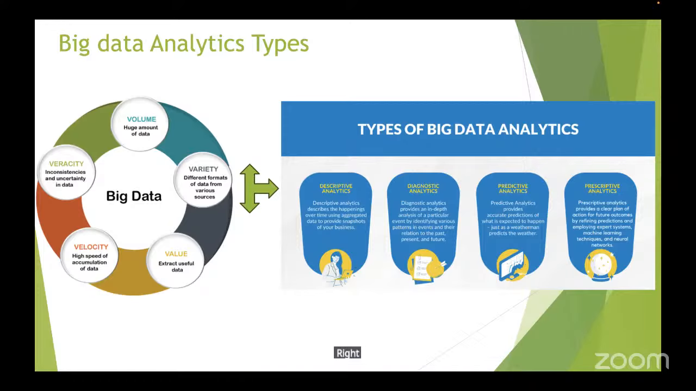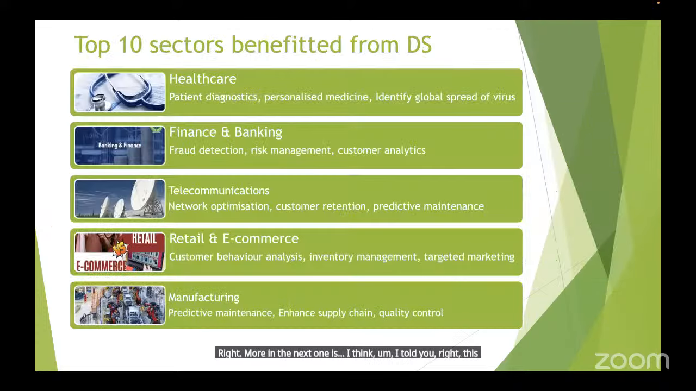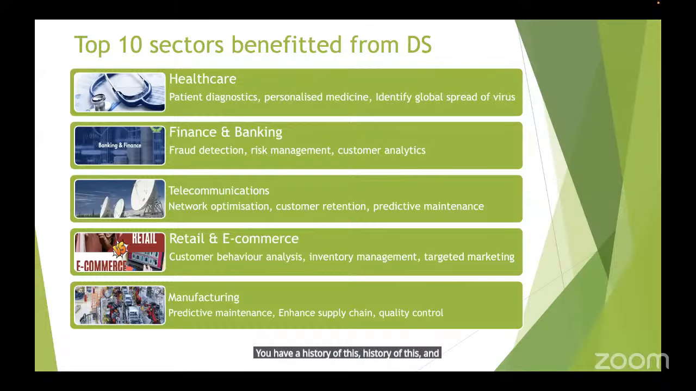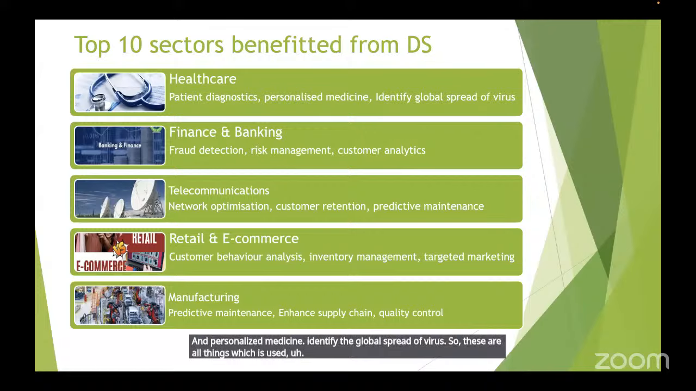Moving to the next one, I think I told you this is happening in most of the industries. The top 10 sectors benefited from data science include healthcare, where patient diagnostics is very useful. For example, if I go into a clinic and give my inputs, it collects all the information about me from the cloud, sees my history, and can give me suggestions. Also personalized medicine, and identifying the global spread of viruses. These are all things used in the healthcare industry with data science.